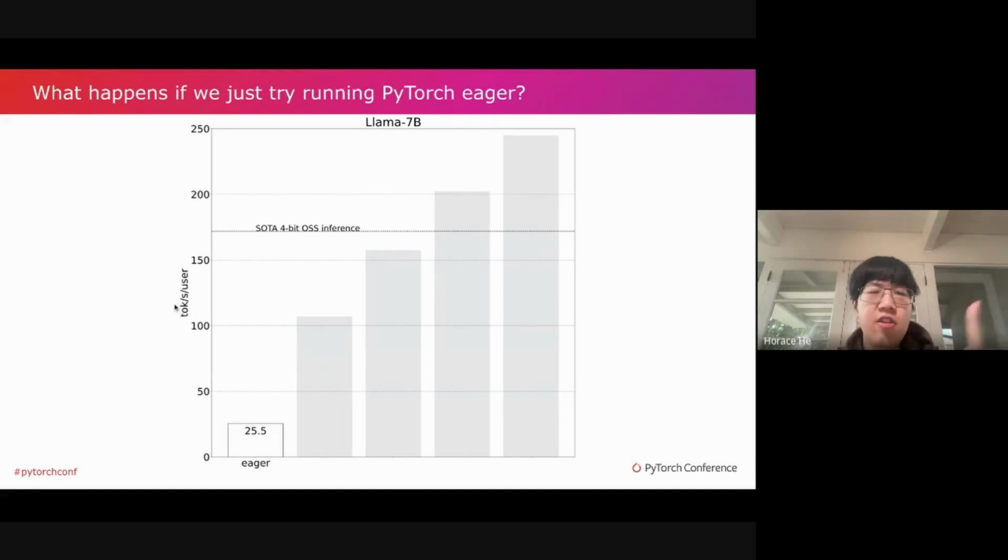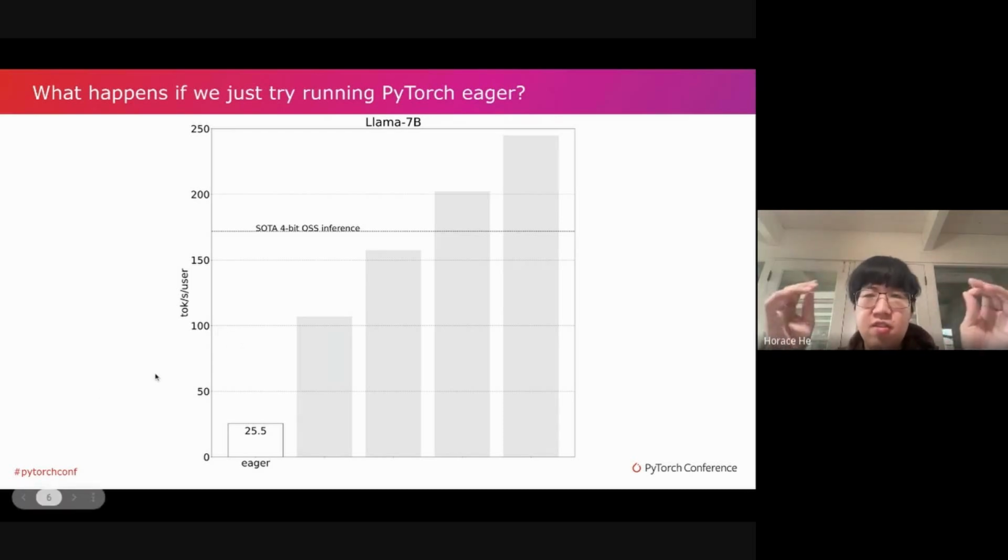To clarify one thing, the metric we're optimizing for here is purely latency. People sometimes call this tokens per second per user, and it basically measures, given an input request, how long it takes to generate 100 tokens. And so the higher the number here, the better.